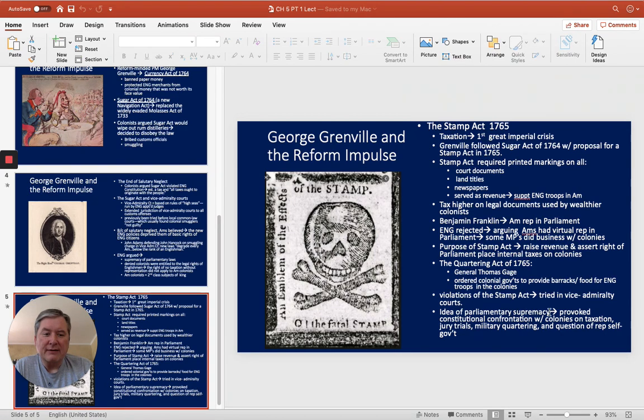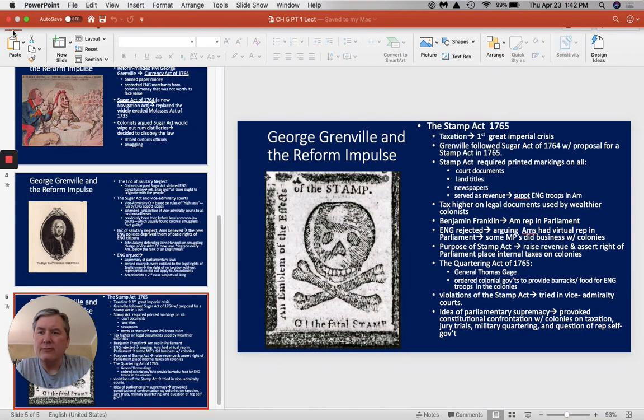Parliamentary supremacy. Here we get this problem. There's a constitutional confrontation with the colonies on taxation, on jury trials, military quartering, and the question of self-representative government. So the colonists feel like at this time period that they're losing rights that they've had. They feel like the English are taking advantage of them. And so that is the end of chapter 5, section 1.